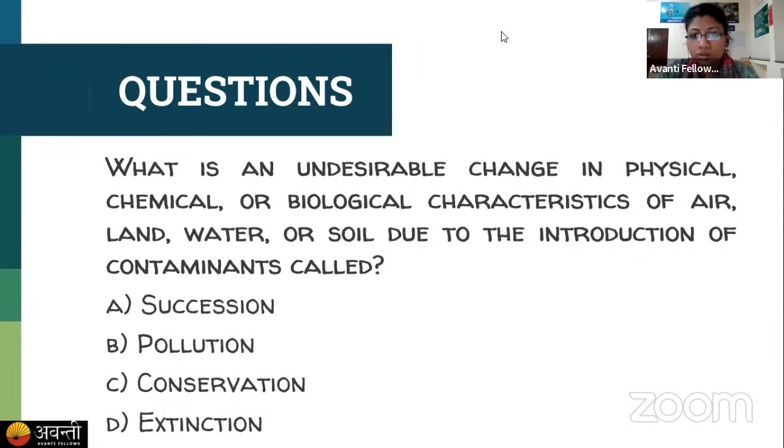Yadagiri and Kalburgi, please give your answer through this poll. Yadagiri has already given the answer in the chat, and I hope Kalburgi has given theirs in the poll. So you have given option B. Option B is pollution, right? If we are making any change which is undesirable to our normal environmental state or ecosystem, that is known as pollution, because that is unwanted for us. And pollution is always unwanted, leading to a negative or adverse effect on our environment.